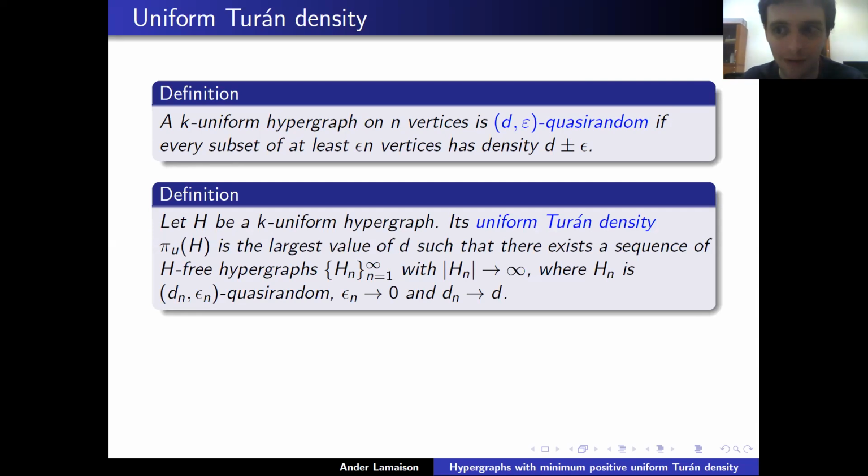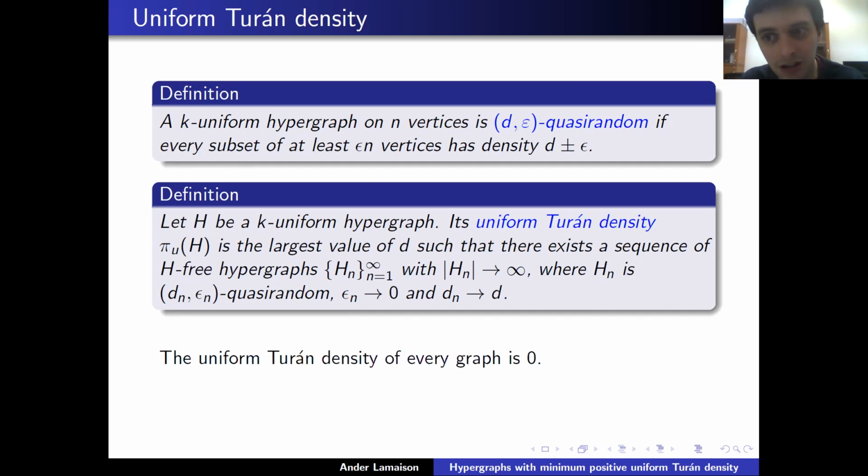So if there is any question about this definition, I would rather have it here while I'm talking a bit about it. But I am going to tell you about this uniform Turán density that in the case of graphs, it does not make for a very compelling question because for every graph, the uniform Turán density is 0. If you have a quasi-random graph with positive density, then you contain arbitrarily large cliques. But in 3 uniform hypergraphs, that's not the case.